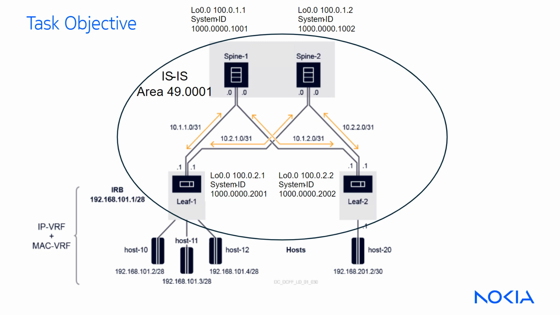We're going to configure ISIS in the network instance default on Leaf1. We will put all of the interfaces on Leaf1 into ISIS area 49.0001. Those are the two physical sub-interfaces that connect Leaf1 to Spine1 and Spine2, the loopback sub-interface on Leaf1, whose IP address we will use when configuring the system ID, and finally, the IRB interface that connects hosts 10, 11, and 12 to the network instance default. Once completed, host 10 will be able to ping host 20.